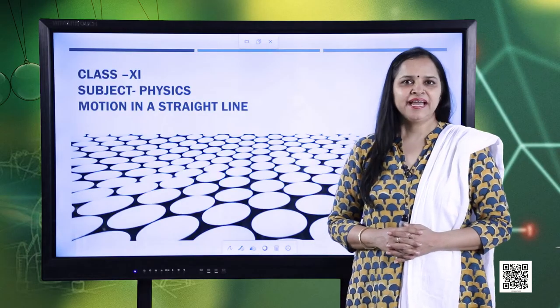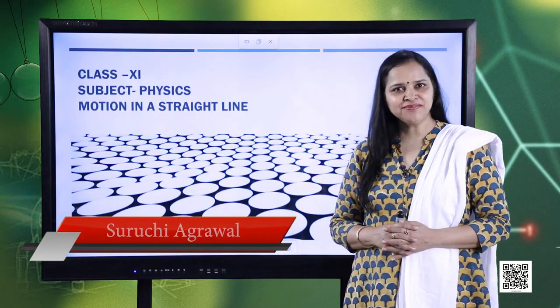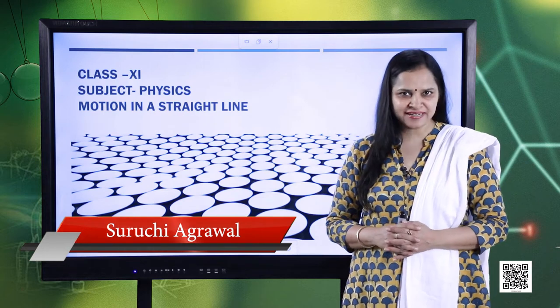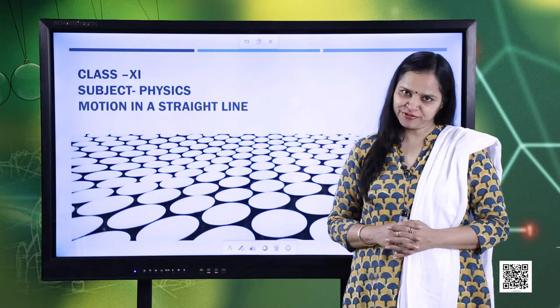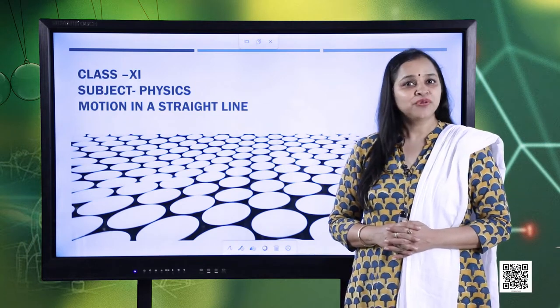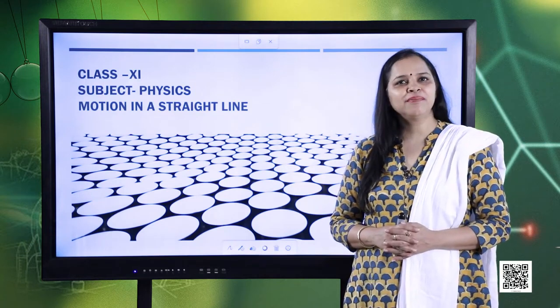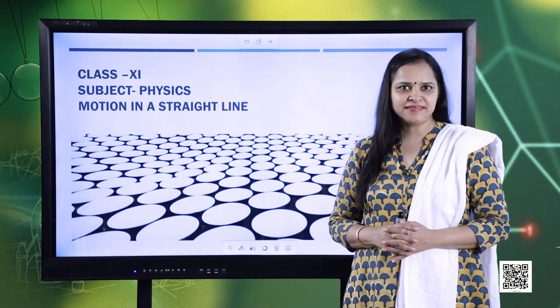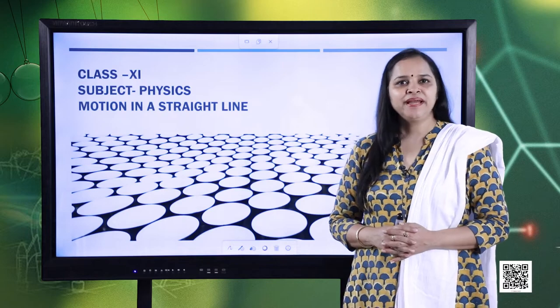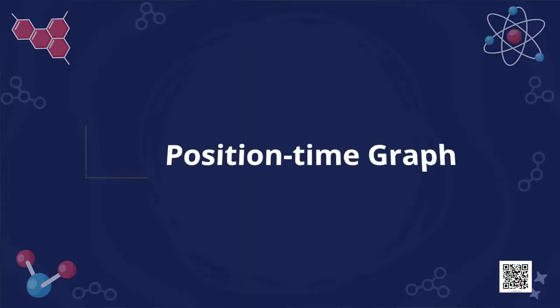Hello learners, in the previous session we started our discussion of motion in a straight line with the concept of point object, reference frame, and position of an object. We talked about distance and displacement. Now let us continue our discussion by expressing the position time graph.